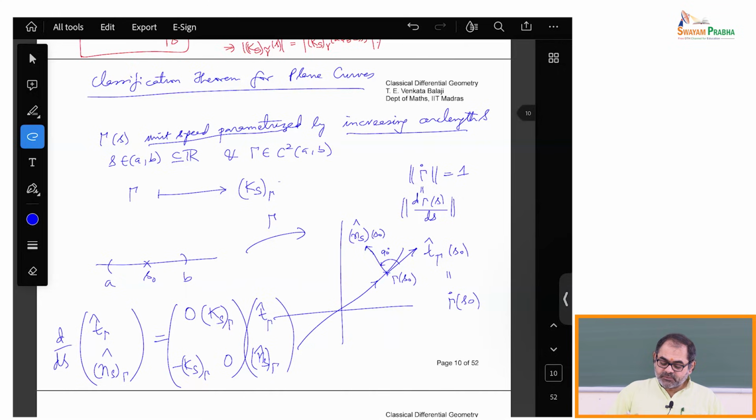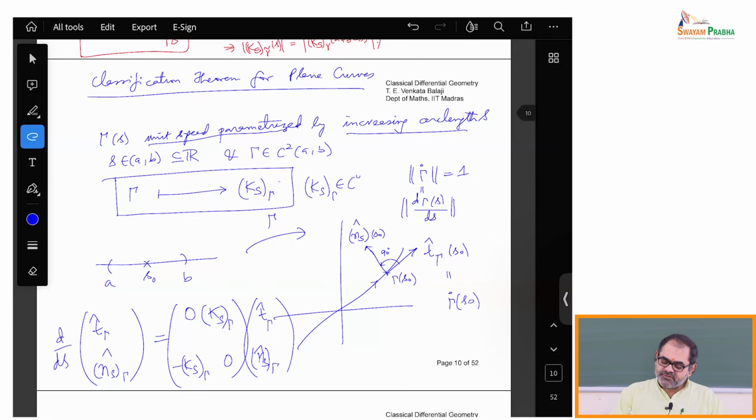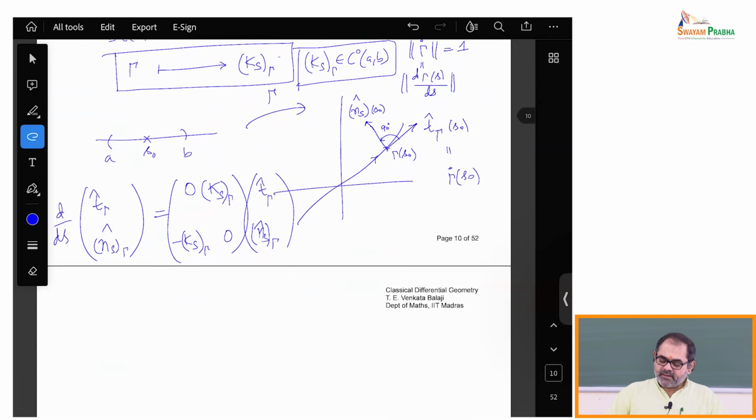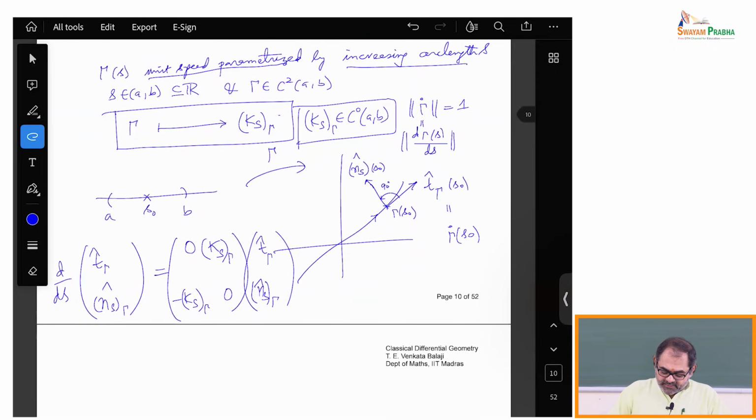So basically, for every curve you associate the signed curvature. And the point is, where does the signed curvature lie? Mind you, the signed curvature is essentially based on the second derivative, so it will be continuous. We always follow this rule that whenever you are looking at a derivative, you assume it's continuous. So the point is that this k_s gamma will be in C^0(a,b), a continuous function. This way we are able to define a map like this.